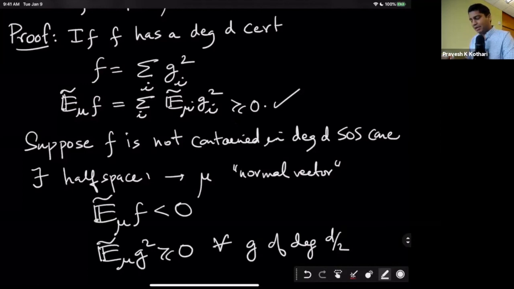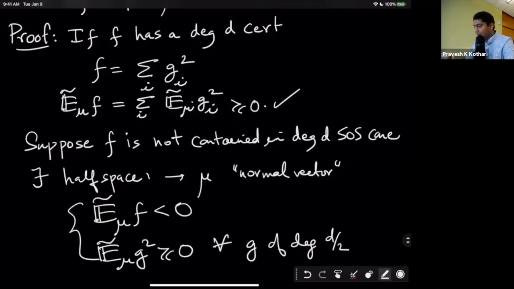Why is this part true? Well, because if g is of degree at most D over 2, then g squared certainly has a degree D SOS certificate. So g squared must belong to this cone. So hopefully you agree. This is just a restatement of what we discussed earlier. We have these two facts that mu is a separating hyperplane for the SOS D cone, and this point f, which is not contained in it.